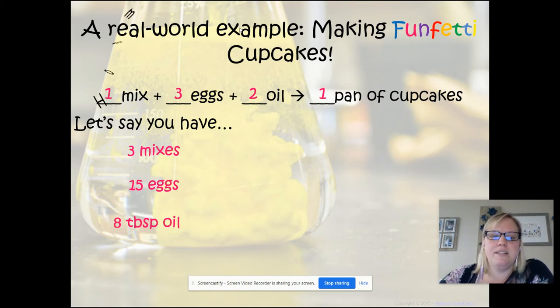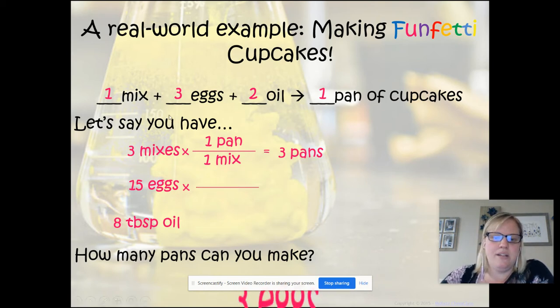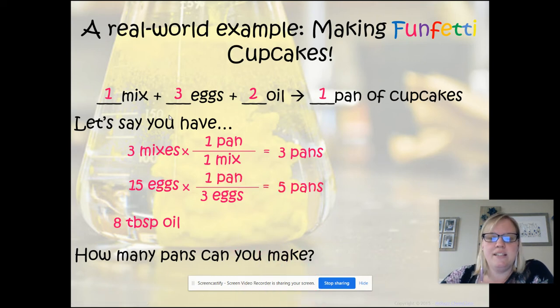We have 3 mixes, and if we look at our ratio, it takes 1 mix to make 1 pan of cupcakes. So I'm going to put that in, 1 mix to 1 pan. Okay, so that means if I have 3 mixes, I can make 3 pans of cupcakes. Now let's look at the eggs. So I'm going to use the next ratio, 3 eggs to 1 pan of cupcakes, and I'll go ahead and put that in. 3 eggs to 1 pan of cupcakes. So with 15 eggs, I could essentially make 5 pans of cupcakes.